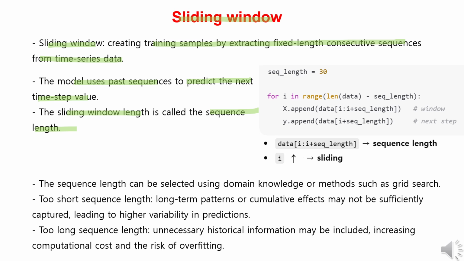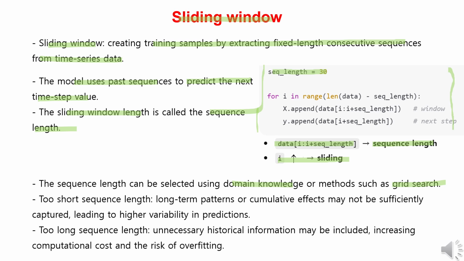The code shown here is an example of how a sliding window is implemented. As the loop index i increases, the window moves forward along the time axis one step at a time, and each data segment corresponds to the sequence length. The sequence length is an important hyperparameter that determines how much past information the model can remember. It can be set based on domain knowledge or selected experimentally using methods such as grid search.